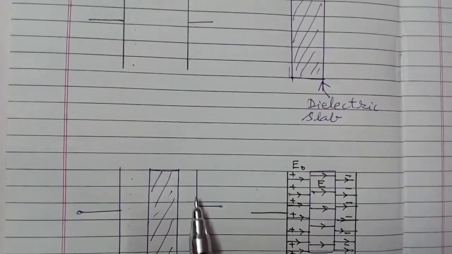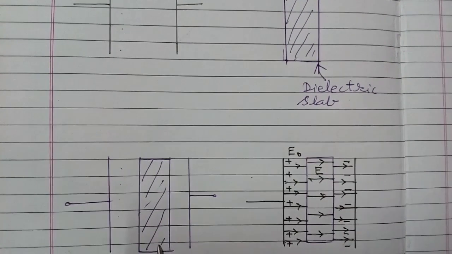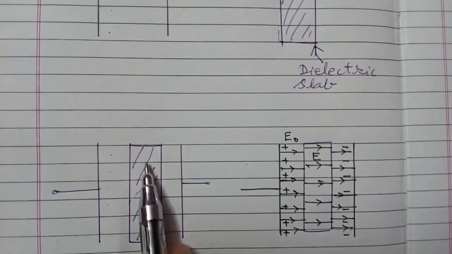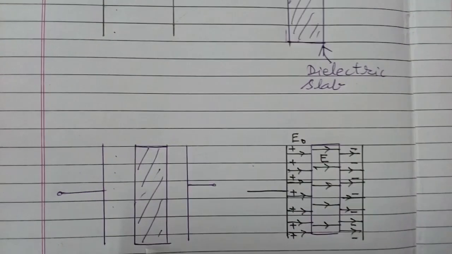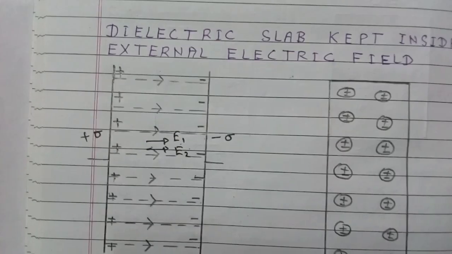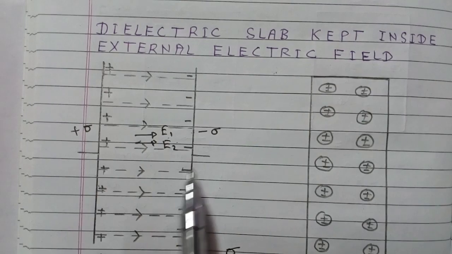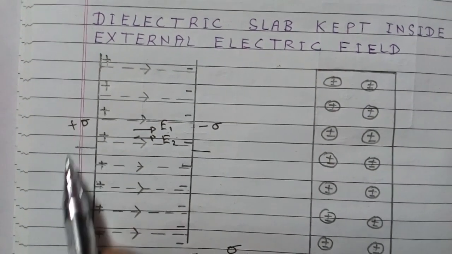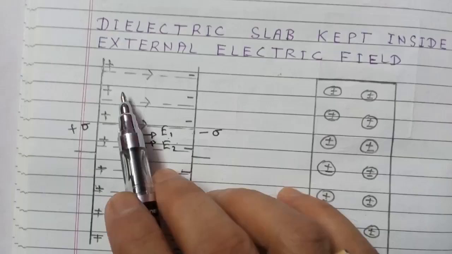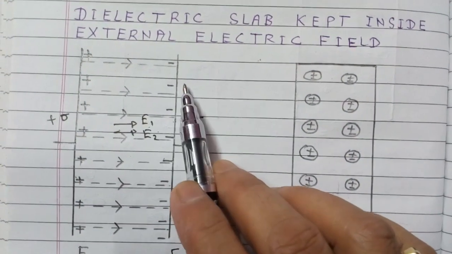filled parallel plate capacitor, which is partially filled by a dielectric slab. Suppose we connect the plates of parallel plate capacitor to a battery. Plate number 1 to positive terminal, plate number 2 to negative terminal, and charges on plates are in plate number 1 plus Q and plate number 2 minus Q.